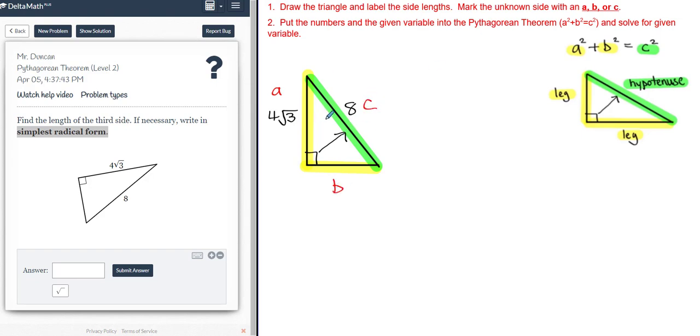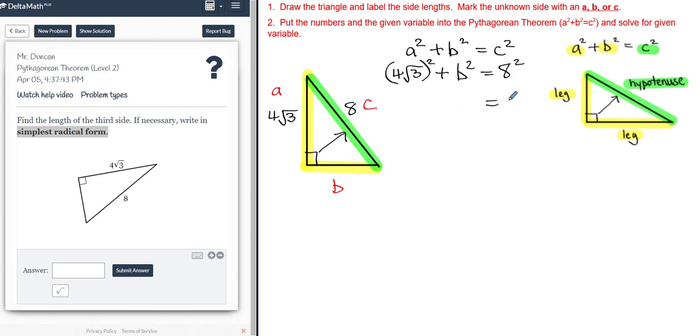Now that I have the triangle drawn, I'm going to put the numbers in the given variable into the Pythagorean theorem. So first, the formula, A squared plus B squared is equal to C squared. 4 root 3 is going to go in for A, so I've got 4 square root 3, and all of that's inside parentheses, and then we'll square it. Plus B squared. Again, we don't know what our B, this leg, is right here, but our C is actually 8, and then squared. So let's do the easy stuff first.